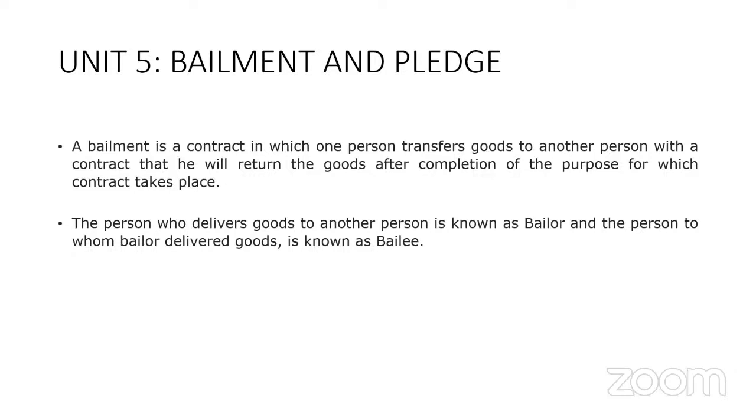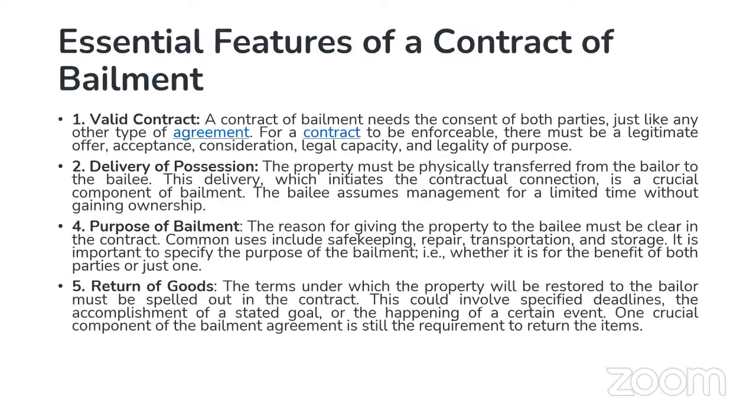Look at the second line on the screen. The person who delivers goods to another person is known as a bailer. In this example, I have given the car to the mechanic, so I am the bailer. And the person to whom the bailer delivered goods, the person who received the goods, is known as the bailee. In this example, the mechanic is the bailee. Okay, so I hope you understand. Whenever one person transfers goods to another person with a contract that those goods will be returned after the completion of the purpose for which that contract has taken place, that kind of contract is called a contract of bailment.